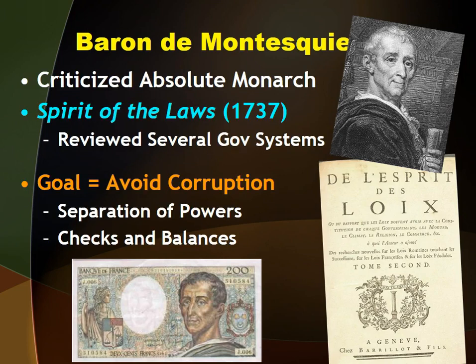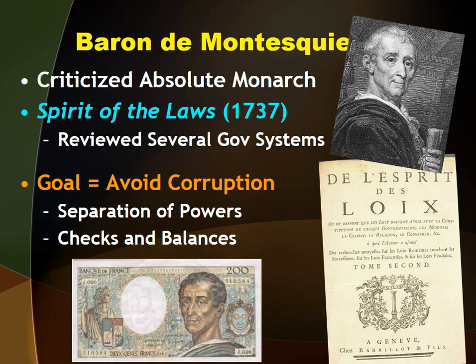Montesquieu, in his book Spirit of the Laws, went out and he reviewed all kinds of historical governments. He looked at what was being done in ancient Greece and ancient Rome. He looked at modern governments, and he said the big problem with governments that fail, where people eventually become so fed up with the government, is because of the absolute monarch. He said monarchs usually try to take too much control.